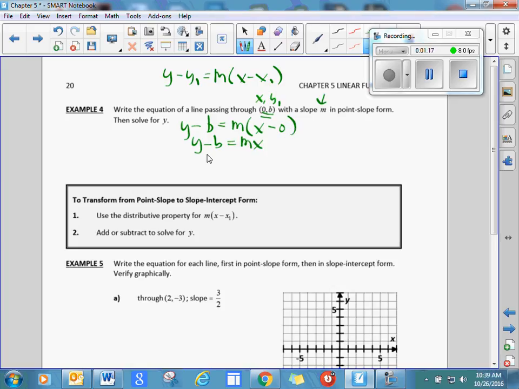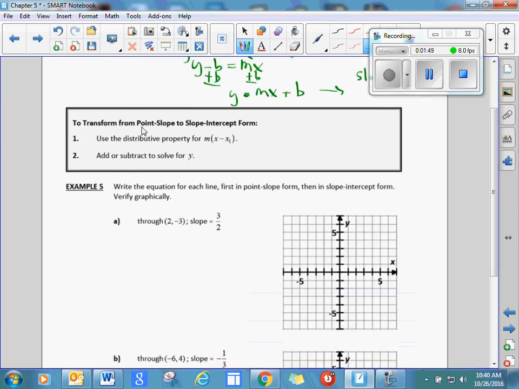And if we solve for y, because a lot of times we like y by itself, we can add b to both sides, and we end up with y is equal to mx plus b. So this, of course, is our slope-intercept form. So (0, b), of course, is a very specific point on the line. This is the point where it crosses the y-axis. So we're going to talk now about how to transform when you have a point-slope equation back to slope-intercept form.